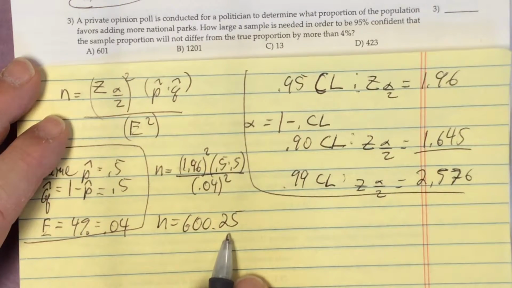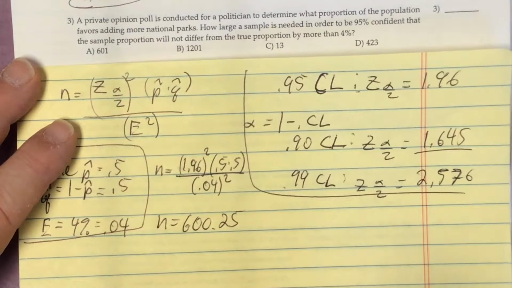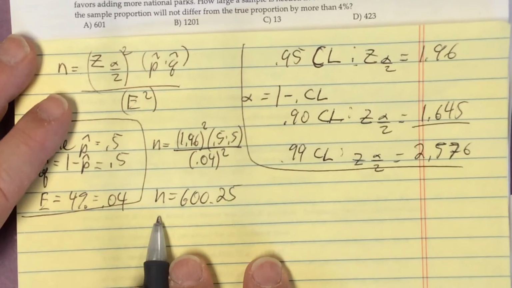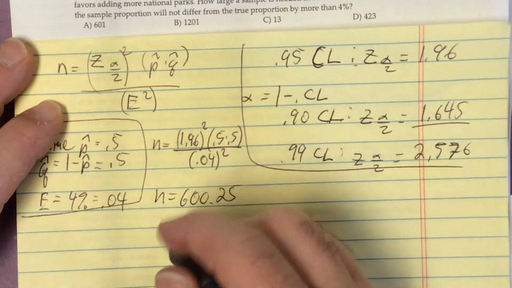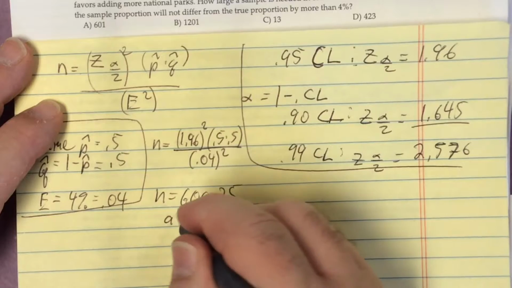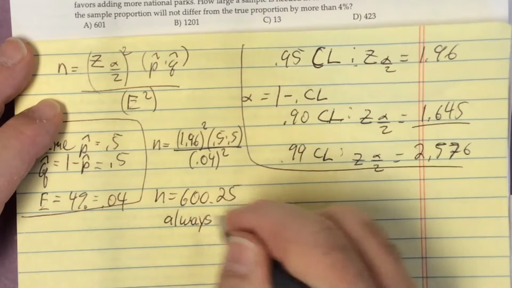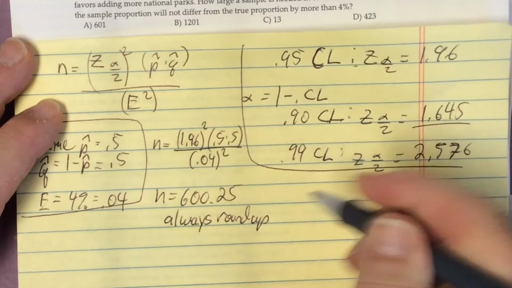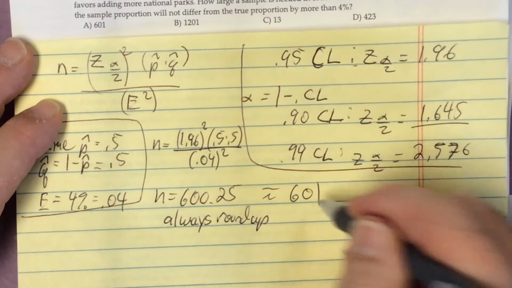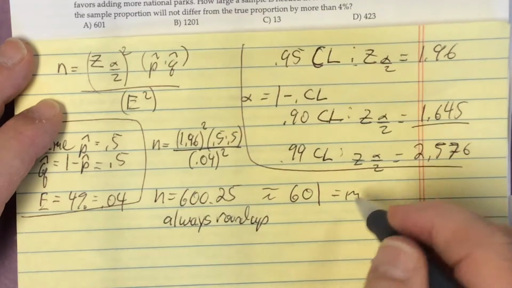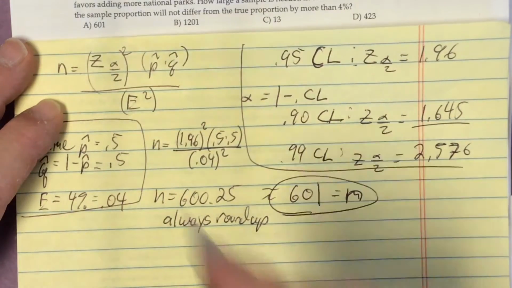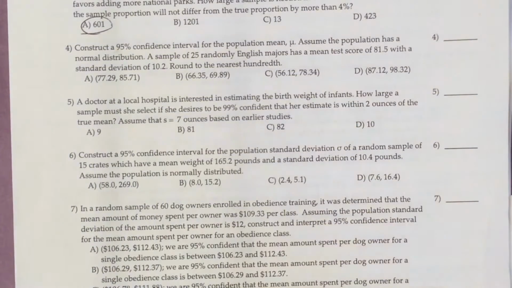600.25. Now, when it comes to sample size, 600.25 is the minimum number, meaning that if we go lower than 600.25, it's not going to be enough to be sure. So we can't round this down to 600. When it comes to the value of n for a sample size, we must always round up. And when we round up, that gives us 601 as our minimum sample size in order to answer this question. And that's going to be choice A.